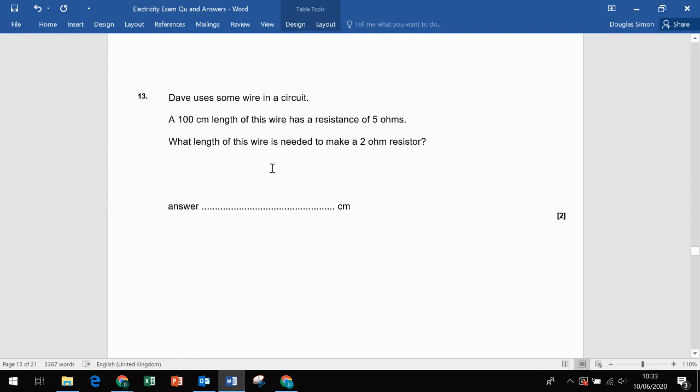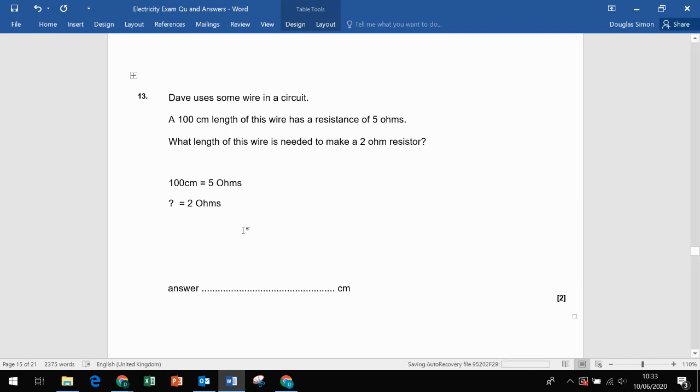13. Dave has a lot of spare time on his hands during lockdown and uses some wire in a circuit. 100 centimeter length of this wire has a resistance of 5 ohms. What length of wire is needed to make a 2 ohm resistor? So 100 centimeters equals 5 ohms, but we haven't got 100 centimeters. We've got less than that, and we have 2 ohms. So what equals 2 ohms?